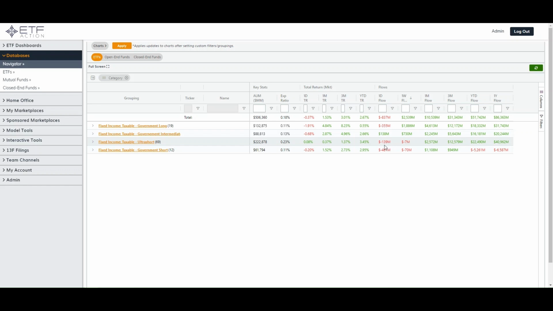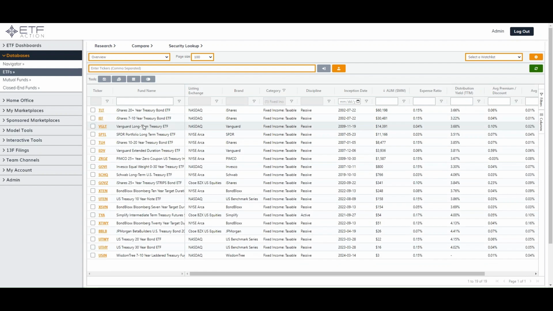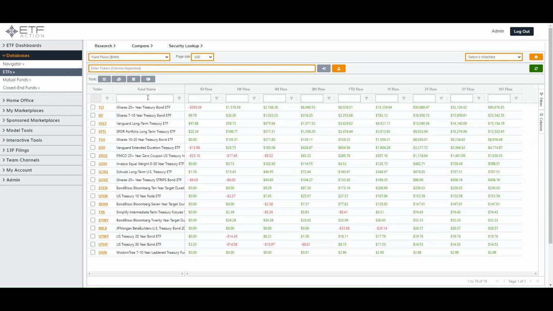If you just want to look at some of the funds in this category, the largest of which I believe is TLT. Yep, the iShares 20+ Year Treasury Bond ETF. It's a $60 billion product. If you just look at that one by itself from a flows perspective, you can see over the last week, it's seen 1.5 billion in, 2 billion over the last month.